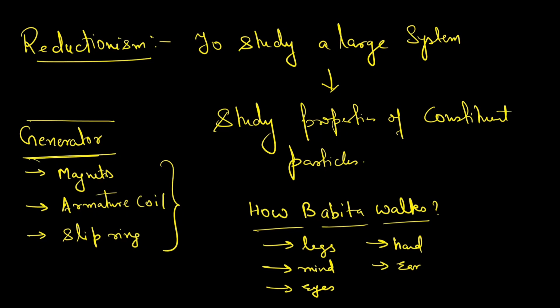Okay, so what is the role of a magnet in a transformer? The same role which it has in a generator, but you did not know it. But now you know, because of the study of constituent particles, you can create more devices with the help of reductionism. So with the help of reductionism, you can do future advancement. Okay, so these are the two basic principles of physics.